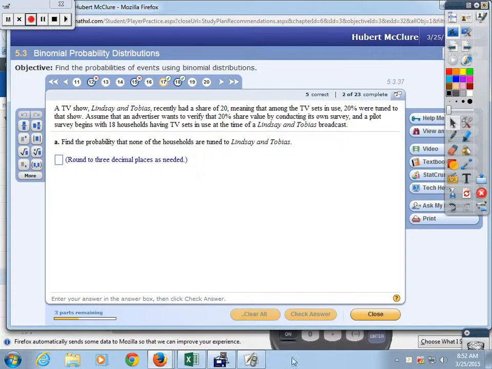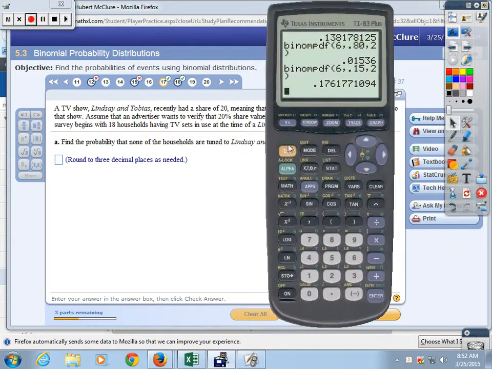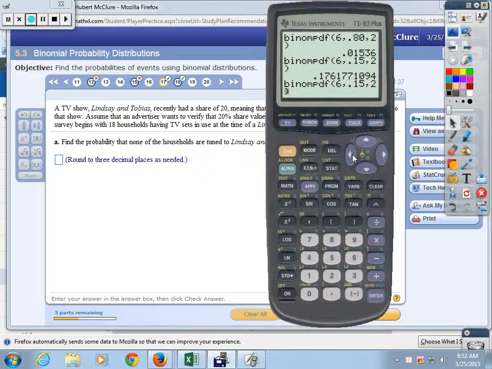So take your handy dandy calculator, second function, entry, and 18, 1, second function, insert 18, and 0.20, and 0.